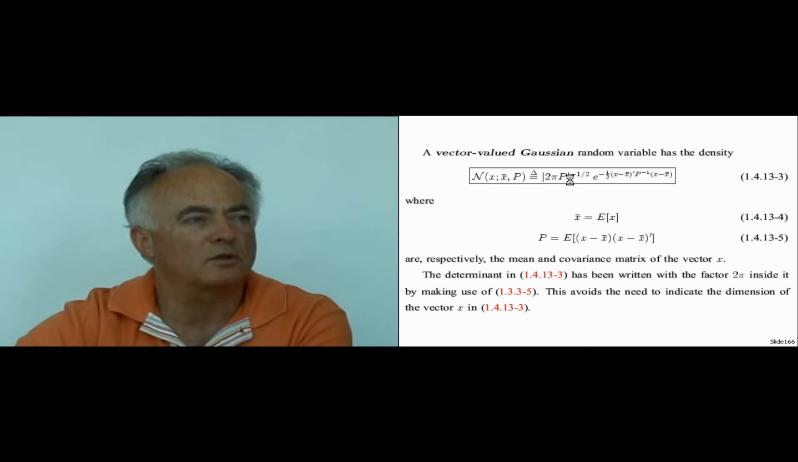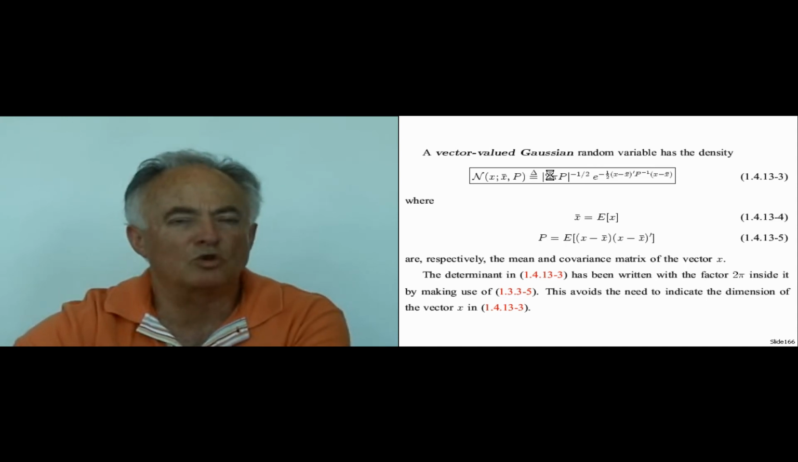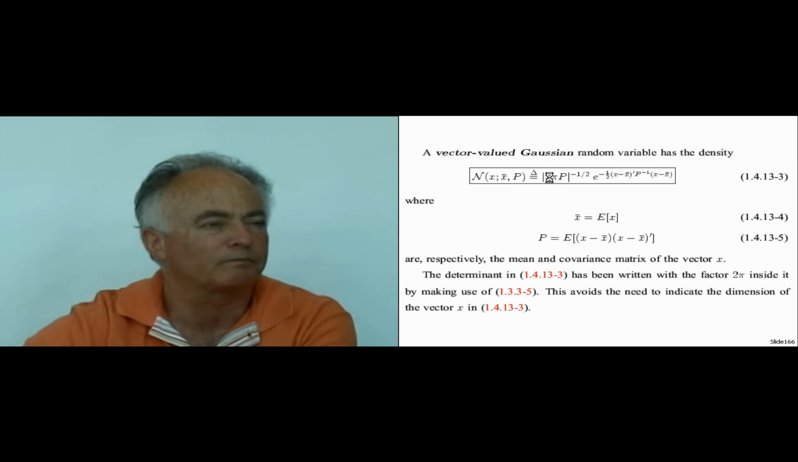Now, this is the determinant of the matrix P multiplied by 2 pi, and remember when a matrix is multiplied by a scalar, its determinant will have that scalar taken out, multiplying the determinant, raised to the power equal to the dimension of the matrix. So instead of saying what's the dimension of the matrix, it's more convenient to keep it inside here.